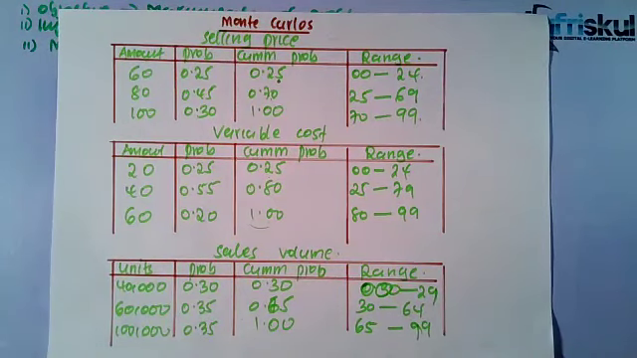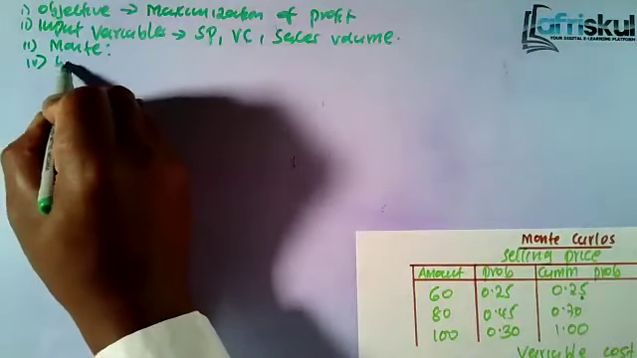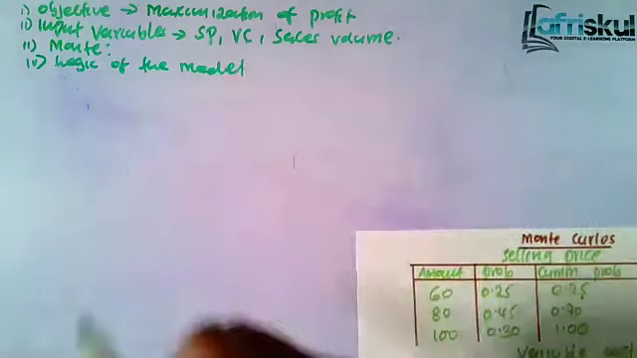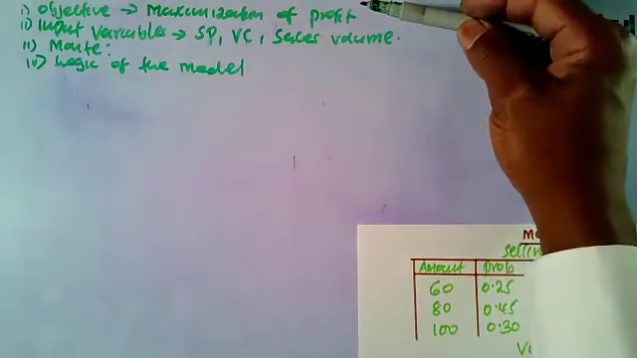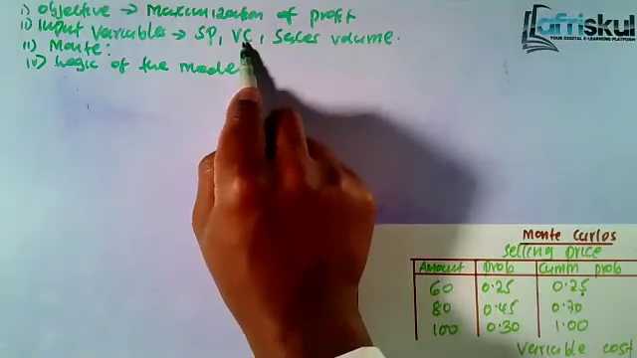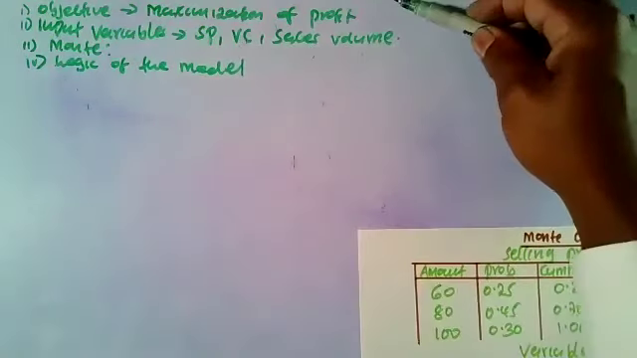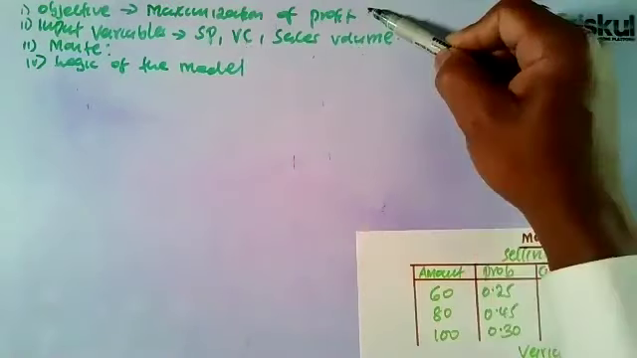Our step number four, you are supposed to determine the logic of the model. After you come up with the Monte Carlo or the probability distribution, now you can determine the logic of the model. Now, how to determine the logic of the model? Our objective is profit maximization. Now you ask yourself, you have three variables: selling price, variable cost, and sales volume. How can you use the three variables given to attain your objective? In short, how can you use selling price, variable cost, and sales volume to get your profit?